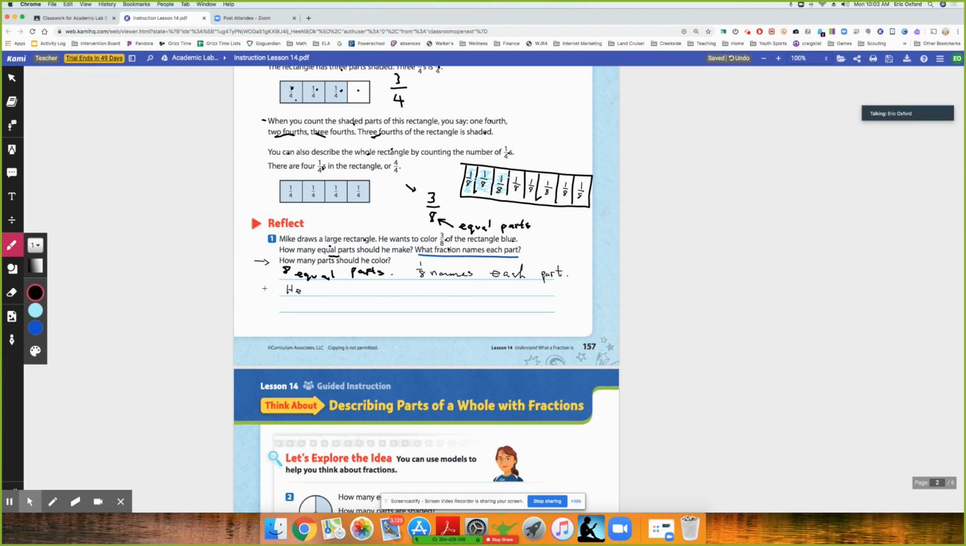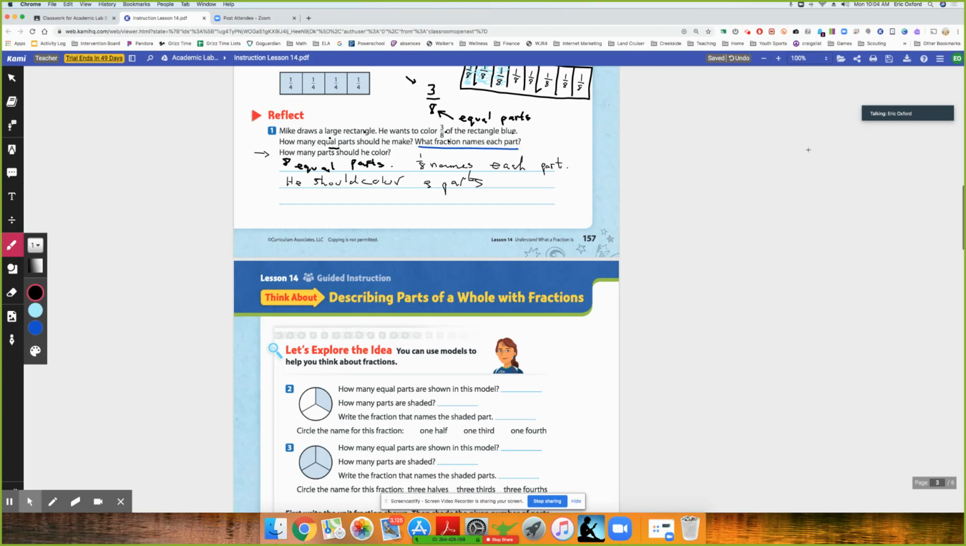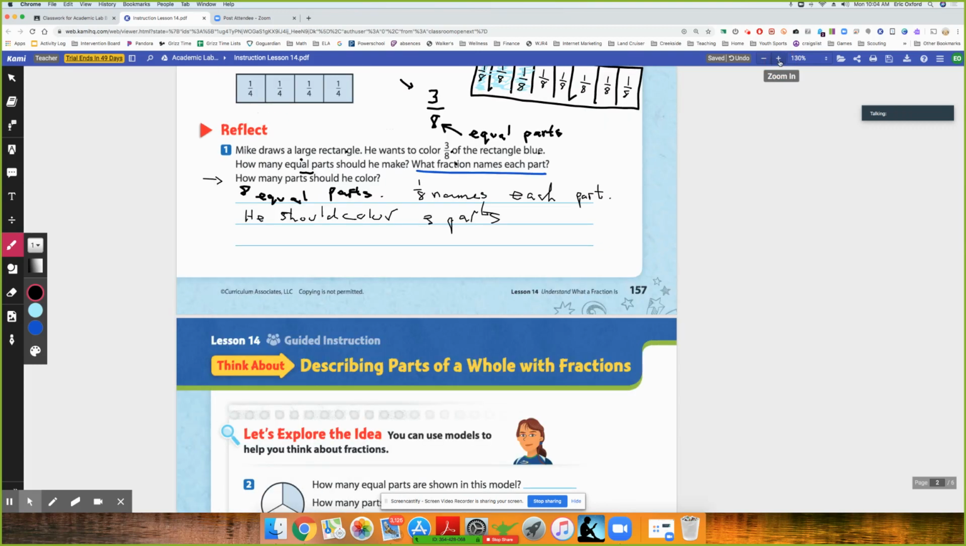Okay. So he should color 3 parts. Okay. So that's that. Let me make this a little bit bigger.